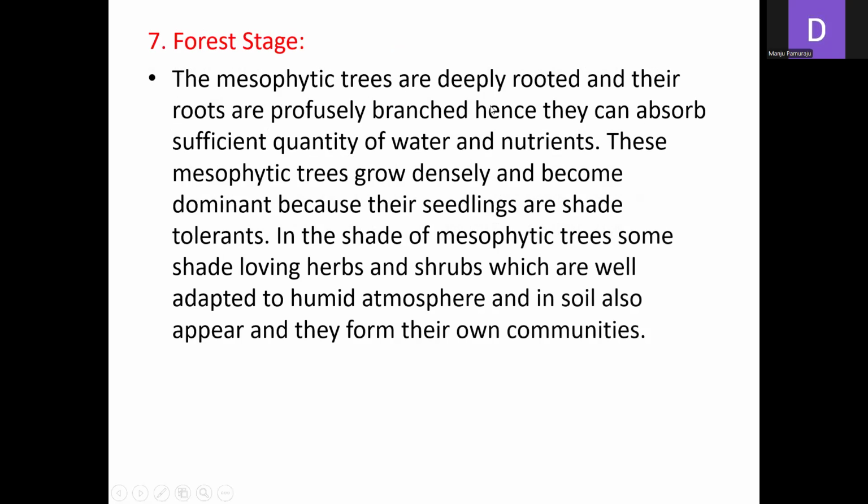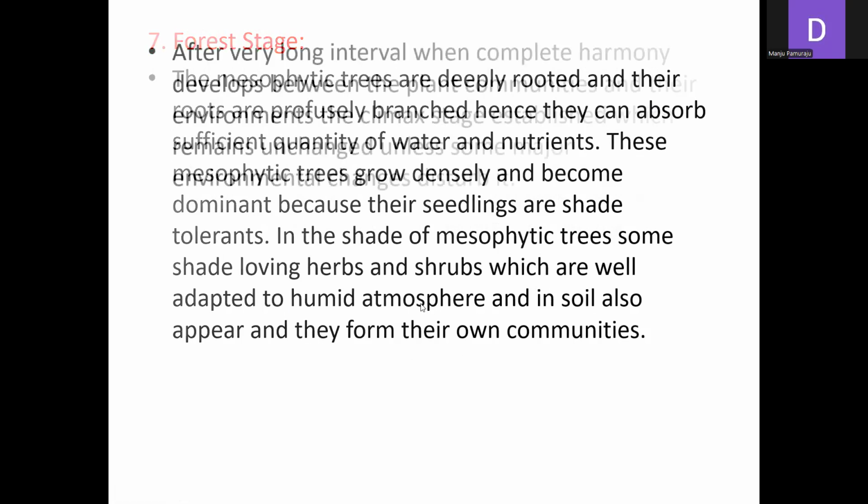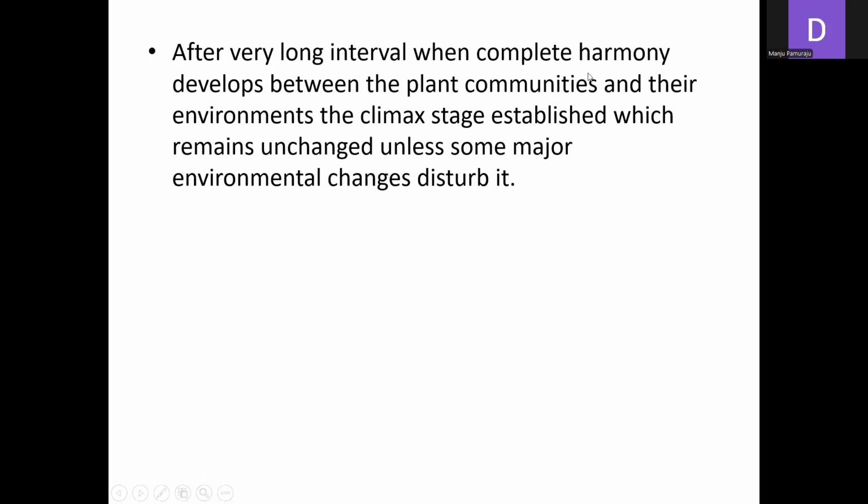The mesophytic trees are deeply rooted and their roots are profusely branched, so they can absorb a sufficient amount of water and nutrients. These mesophytic trees grow densely and become dominant because their seedlings are shade tolerant. In the shade of mesophytic trees, some shade loving herbs and shrubs also grow, and they form their own communities. After a very long interval, when complete harmony develops between the plant communities and their environment, the climax stage is established, which remains unchanged unless some major environmental changes disturb it.